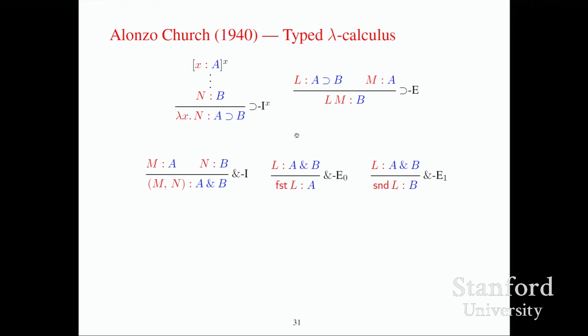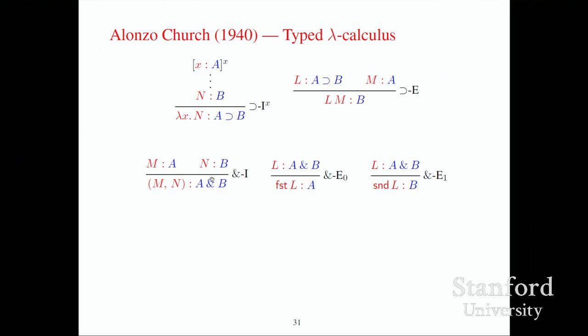Okay. And then we can apply functions, right? So L is a function from A to B, and M is a term of type A. So we apply L to M, and we're applying a function that returns a B. So L applied to M, of course, has type B. And this just says that the actual argument matches up with the formal argument required by L.